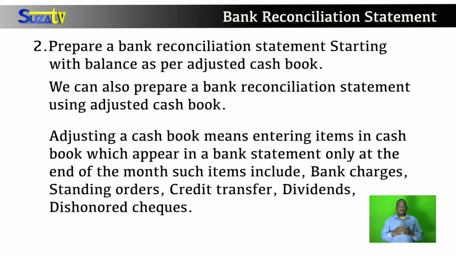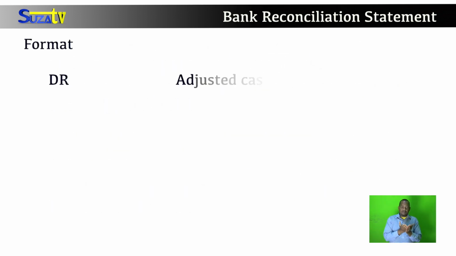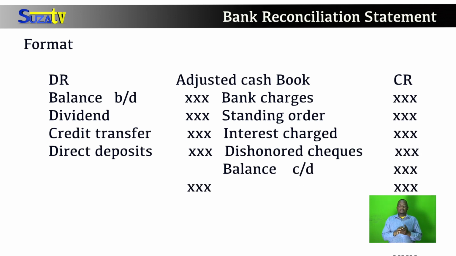The format of the adjusted cash book. There is a debit side and a credit side. Starting with the debit side, you see the balance, and then on the credit side, you see bank charge. Then on the debit side, we see dividend, and on the credit side, standing order. Debit side, credit transfer, and credit side, interest charge. Then the debit side, direct deposit. On the credit side, the dishonored check. And at the end, we see the balance CD shown on the credit side.